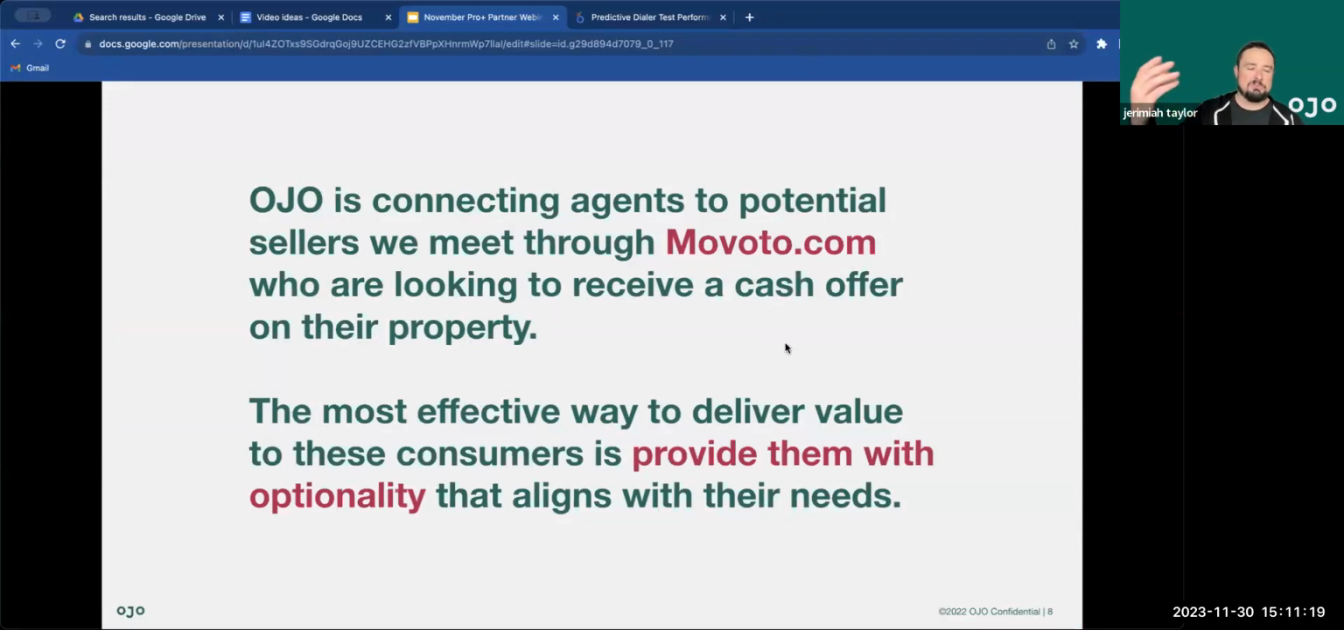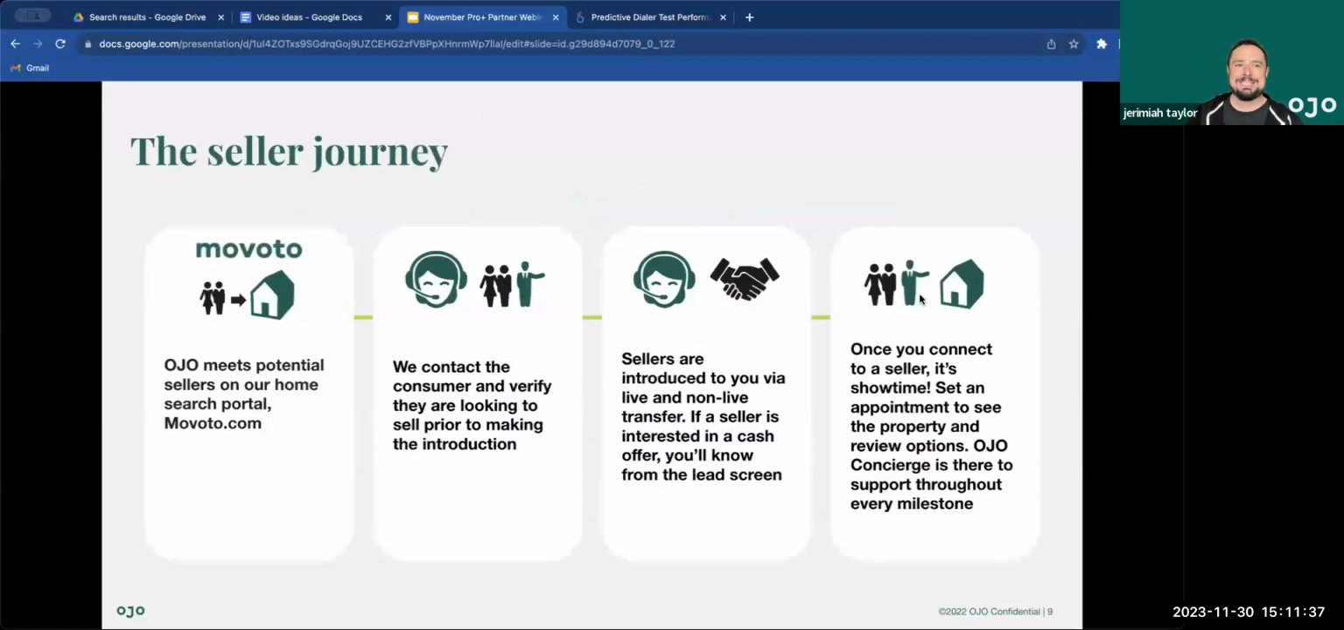We're making a push on Movoto.com, which is where most of our traffic comes from that we introduce you to, to find more motivated sellers. These people are a lot of times people who want to buy a house, but they also have a home to sell. Maybe they're looking for a cash offer. Maybe they want to go a traditional sales route. The key is we're going to meet them on the website, talk to them, and introduce them to you. And then it's your job to get face-to-face.